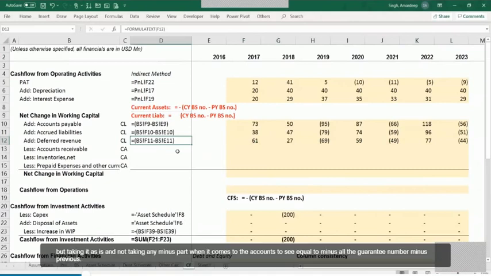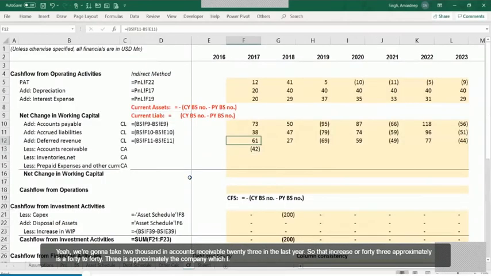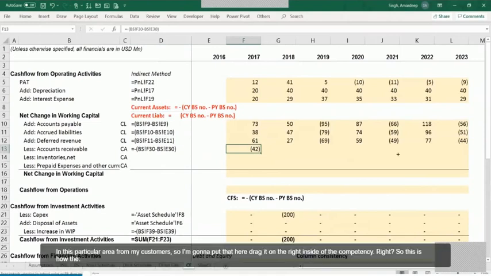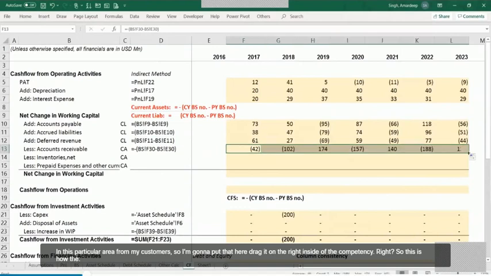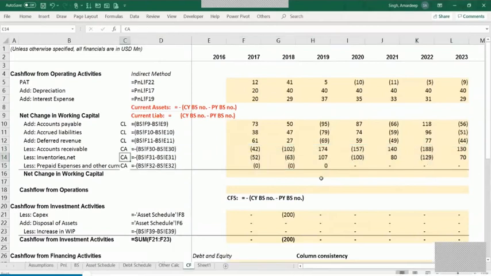But when it comes to the accounts receivable, equal to minus of the current year number minus previous year number. We're going to take 2017 accounts receivable as 123, 80 in the last year. So that increase of 43 approximately, or 42, 43, is approximately the component which I have not received in this particular year from my customers. So I'm going to put that here and drag it on the right hand side and for all other components as well. Right? So this is how the other items would look like.